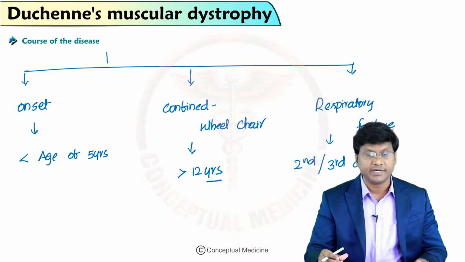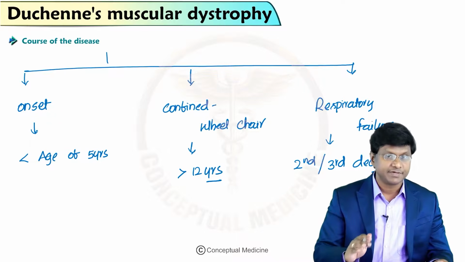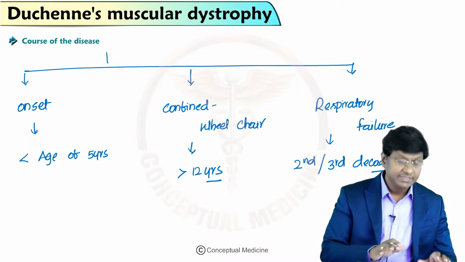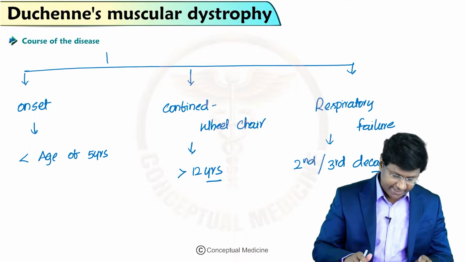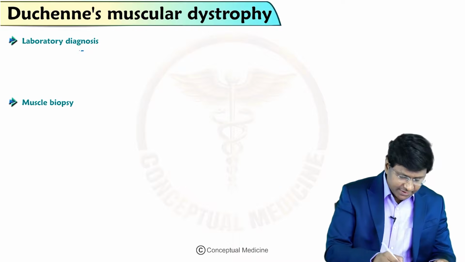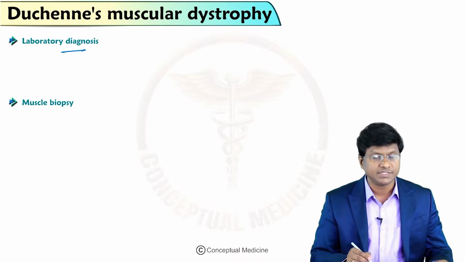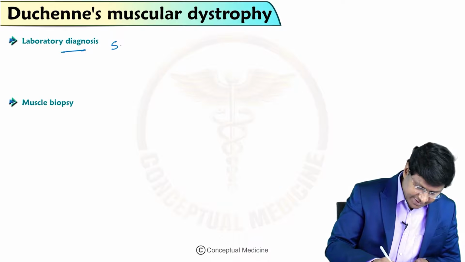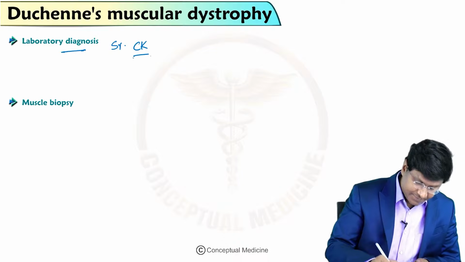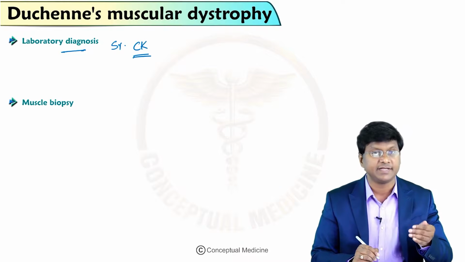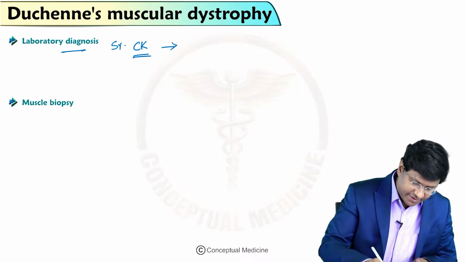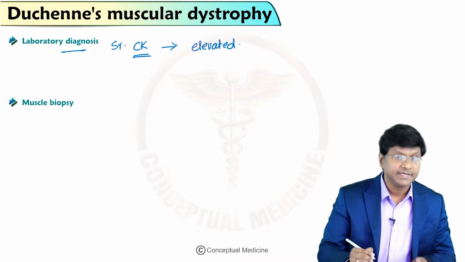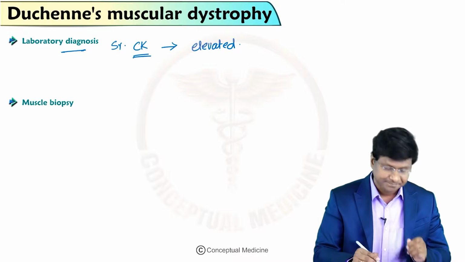Right, in the second or third decade, the individual will have respiratory failure and mortality. And that will be the course of the disease. If you take the laboratory diagnosis in these individuals, the serum creatinine kinase levels (CK stands for creatinine kinase) are invariably elevated.